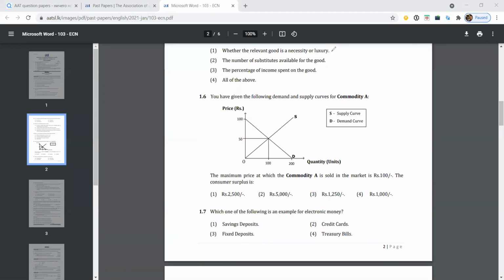Then, which one of the following is an example of electronic money? We haven't done that yet.